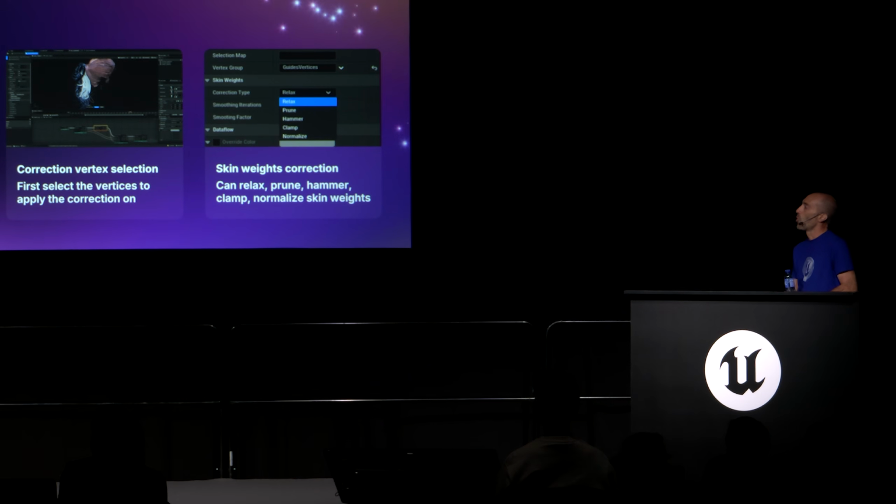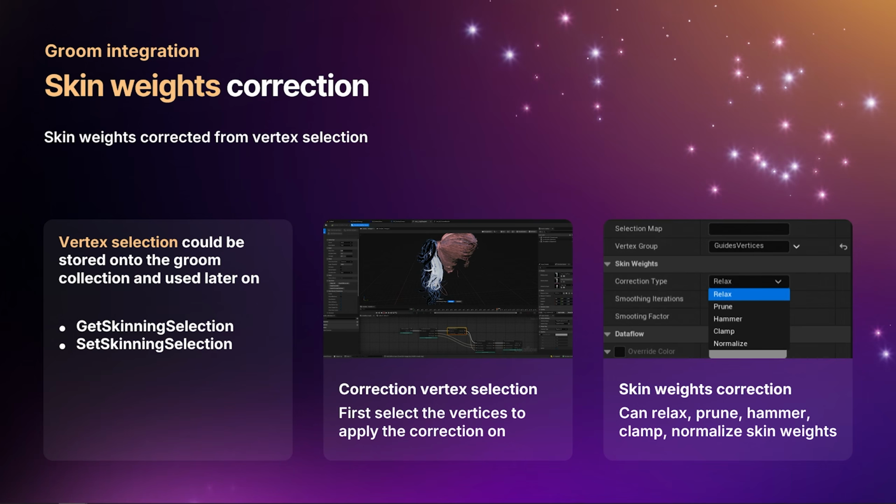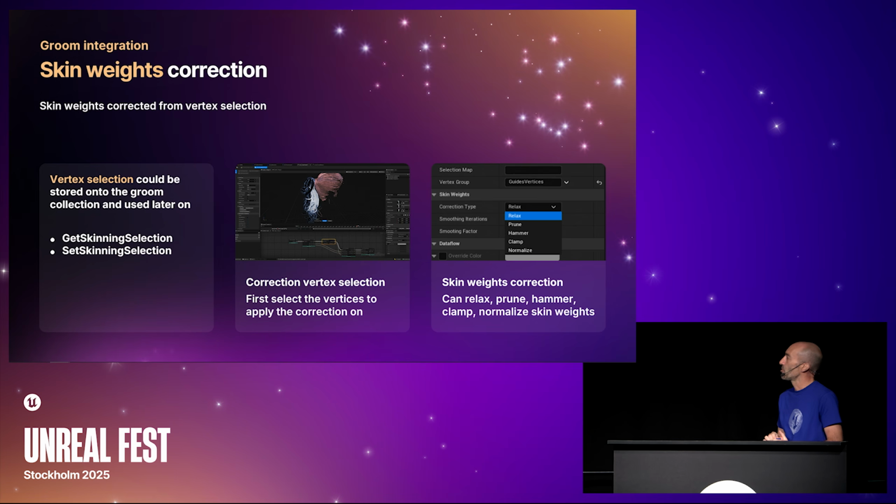And if you want some more procedural correction, because you don't want to paint by hand, you can select some areas and just run a correction node. You have different types of correction. You can relax the skin weights, prune the skin weights, hammer, clamp, normalize. These are standard algorithms that are already available in the painting tool, and they are all available as well in Maya. And you can procedurally modify them. This tool has been used quite a lot, for example, for clothes, in the clothes resizing project. And it could be used as well for all the assets that we have in Dataflow.